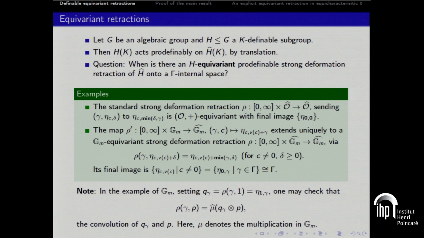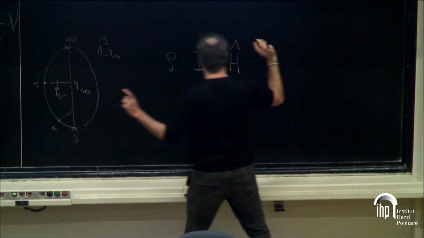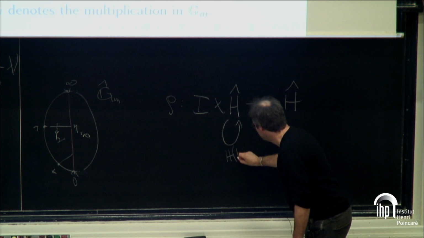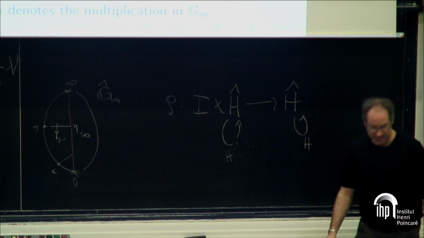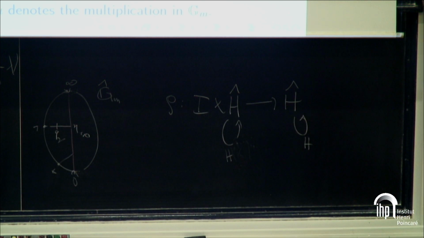But the question, what are you talking about? HK? Or it's also true for U. It's true for U as well. Sorry, the question refers to, I want it in the definable world, so no K, no mentioning of K. I want a map rho from I cross H hat to H hat. No mentioning of the model. You have H of K acting, H acting, H of U, for example, if you prefer.